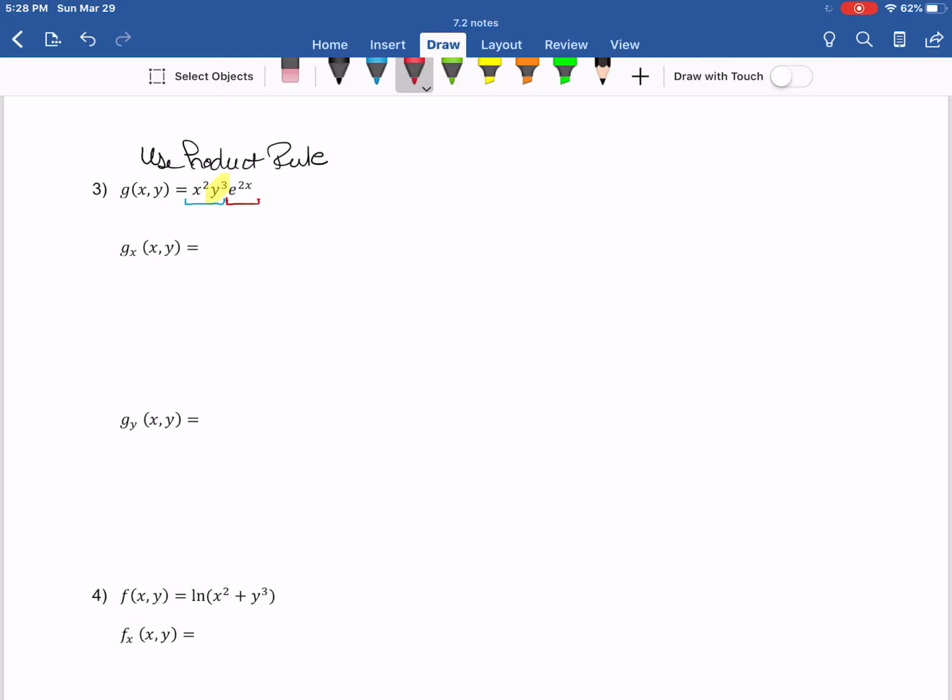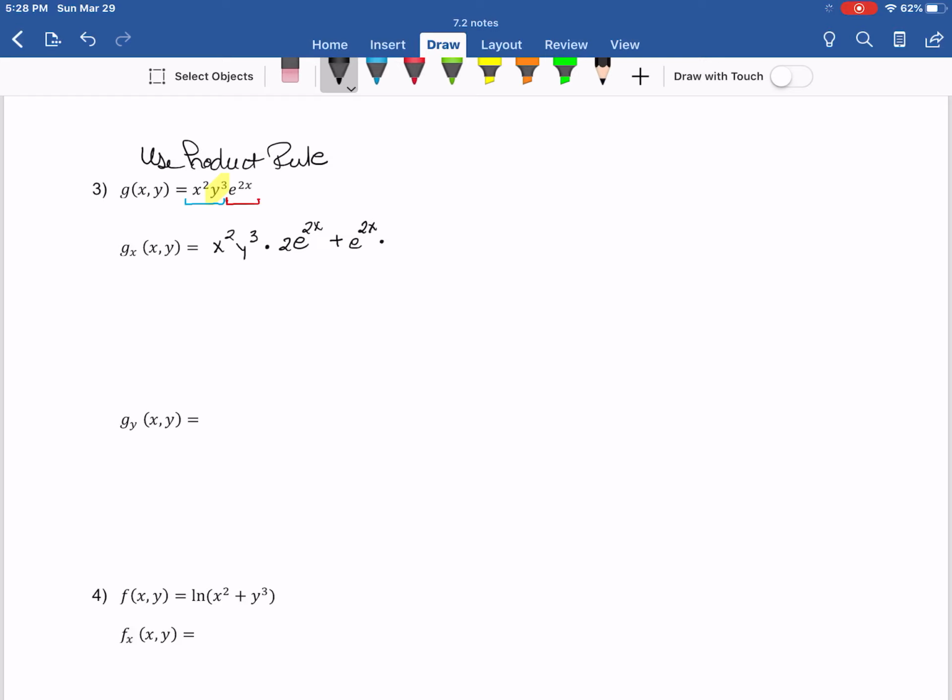Okay, so when I take the derivative, I am going to use the product rule. The product rule says, find the first part, don't change it, just repeat it, times the derivative of the second part. So the derivative of e to the 2x is 2 times e to the 2x, plus the second part, which is the red, e to the 2x, times the derivative of the first part. The first part was underlined in blue.